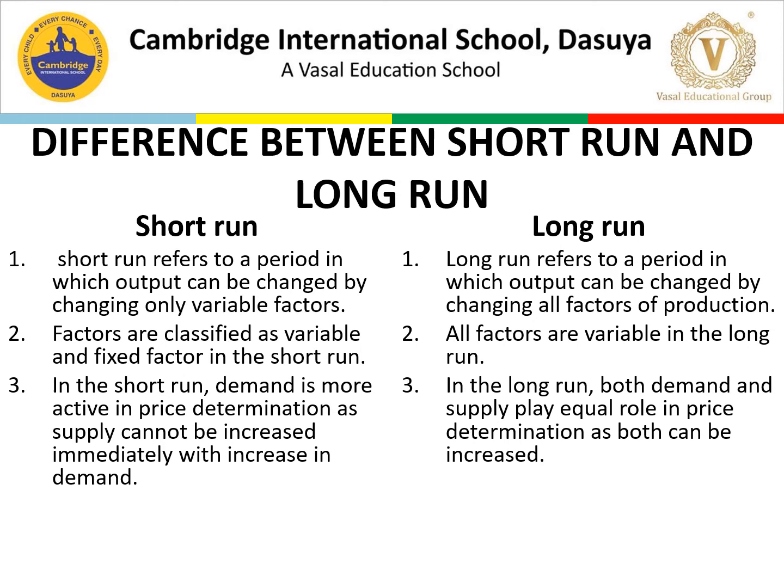Now, जब हम short run की बात करते हैं तो we have two types of factors, that is variable as well as fixed factors in the short run. But जब हम long run की बात करते हैं तो we feel all the factors are variable in the long run. Next, in the short run, demand is more active in price determination. Short run में हमारे पास price जो है उसके basis पे हम लोग demand करते हैं, as supply cannot be increased immediately with an increase in demand. So supply जो है हमारी एकदम से increase नहीं हो जाती जैसे हमारी demand increase होती है, ठीक है. So इसमें हमारी price determination important होती है.